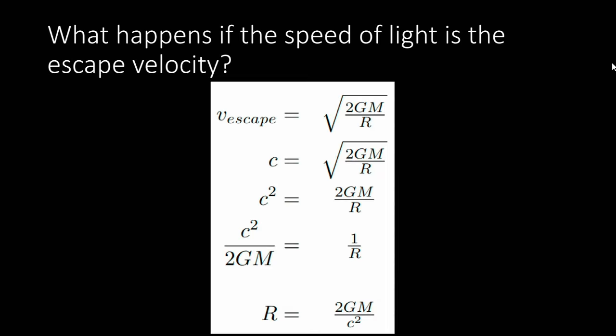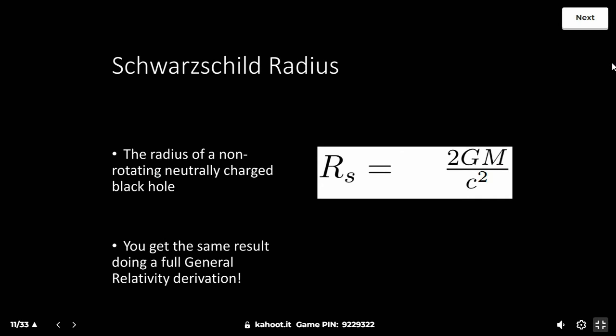And then once you've done that algebra, you get that the radius is 2 times the gravitational constant times the mass divided by the speed of light squared. This is the radius of a black hole for a given mass, and it is called the Schwarzschild radius. This is the radius for a non-rotating, neutrally charged black hole.